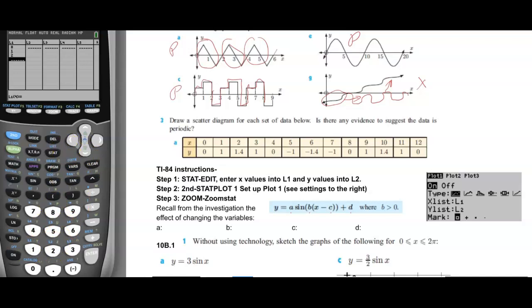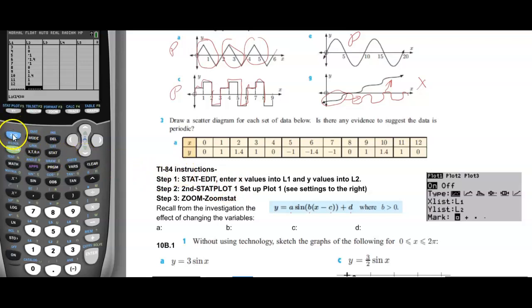So I'm going to pause this and I'm going to come back. Okay, I typed in all my data, as you can see here. I made sure that I typed in the same number of elements in each column. They both end at the same row. They need to be the same length. Okay, so now I did part 1. Now I'm going to do second stat plot 1 and set up that plot.